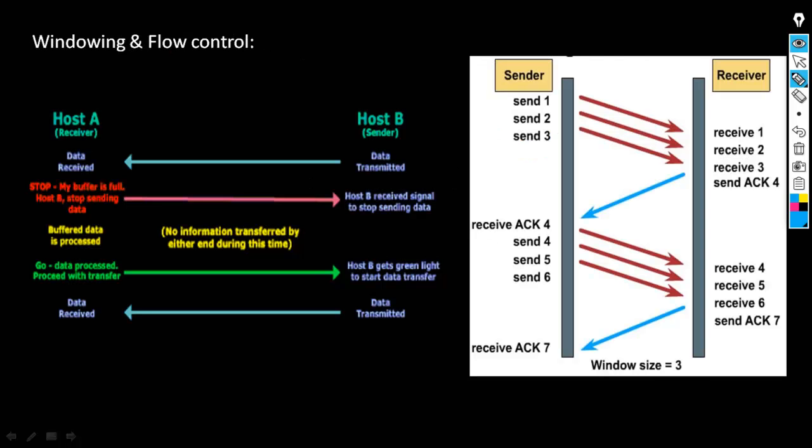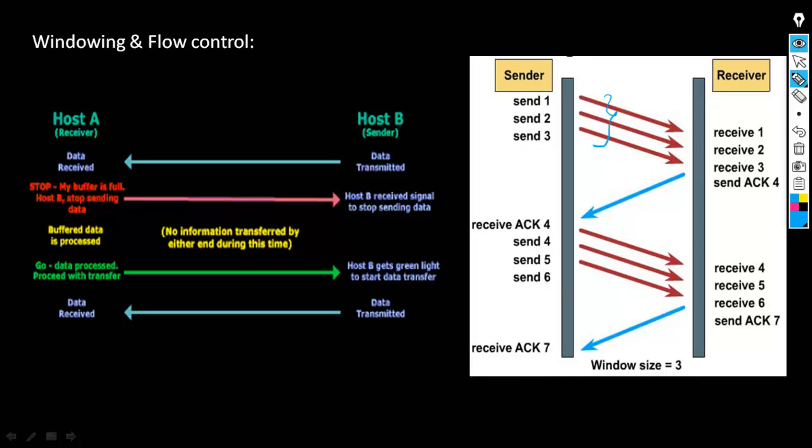to machine B. Now we'll discuss windowing and flow control. Sometimes machine A can send 100 segments to machine B, and machine B will send one acknowledgement message for those 100 segments, and this process is called windowing. As you can see in the example, this is the sender and this is the receiver. The sender is sending 3 segments at a time and the receiver is giving one acknowledgement message for those 3 segments.